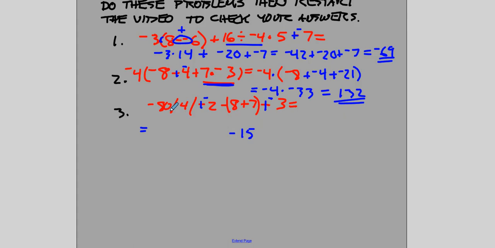Now I have a division here. Negative 80 divided by 4 is negative 20. So replace this with this. I replaced this with this. Plus -2 plus -3.